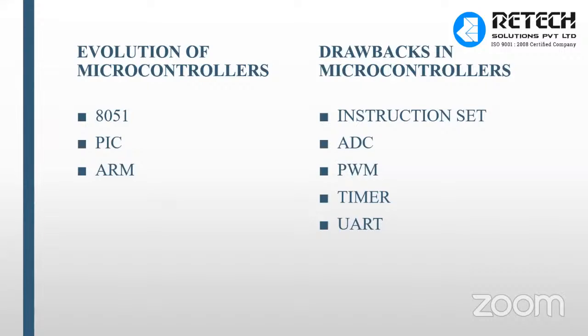Then what is PWM? What is pulse width modulation? Pulse width modulation is the technology for controlling the speed of motors, like a stepper motor or DC motor. The best speed control technology is PWM. Everywhere, they use PWM technology to control the motor. But unfortunately, the 8051 does not have an inbuilt PWM pin.